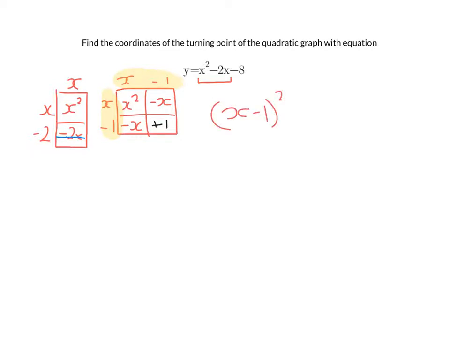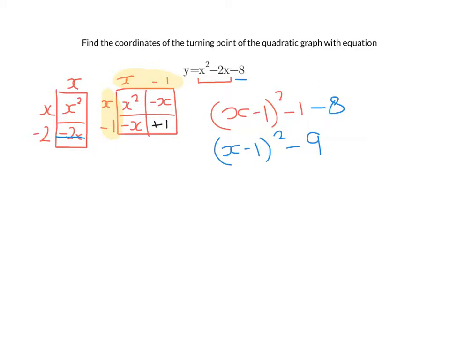But I've also got that extra plus 1, so I need to get rid of that. So I need to take away 1. Now this is just the x squared minus 2x here. So I now need to add on that minus 8. So this minus 8 needs to go back into my equation. So altogether I've got x minus 1 all squared minus 9. So that's the completing the square part done.